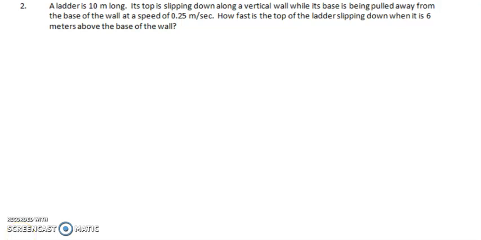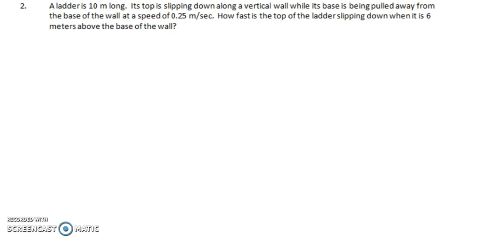Today we're going to do the second example from our second day of related rates. So let's go ahead and jump into it. A ladder is 10 meters long. Its top is slipping down along a vertical wall while its base is being pulled away from the base of the wall at a speed of 0.25 meters per second.